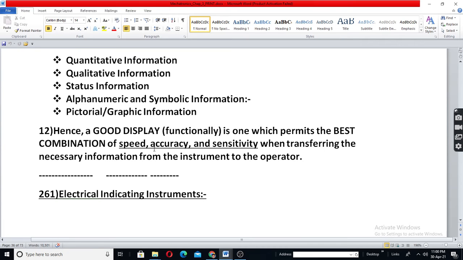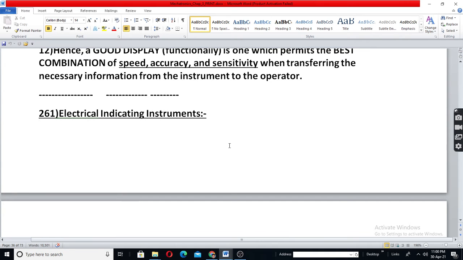You have studied that. So a good display unit permits the best combination. Sometimes when you try to increase the speed of the instrument, accuracy and sensitivity may deteriorate. So you have to select the best combination of these three.